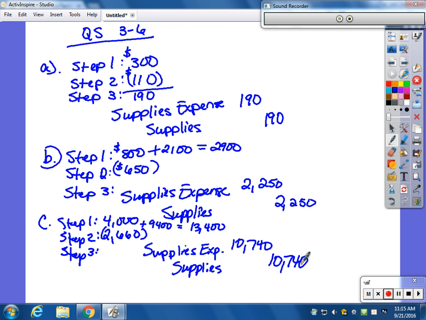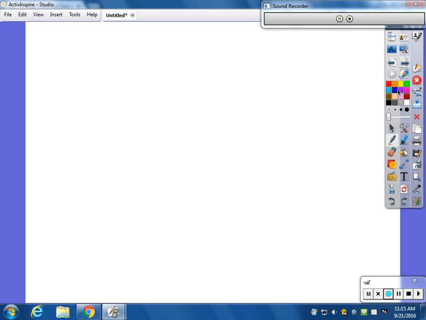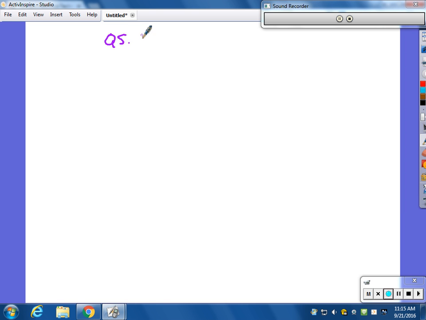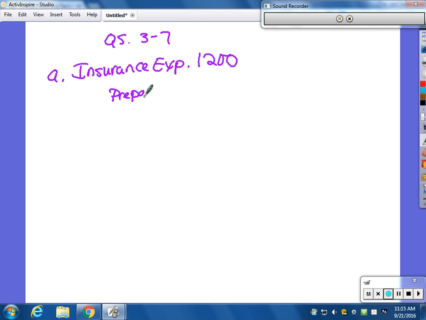So, what do we do? We're going to debit insurance expense for $1,200. Credit what? Prepaid insurance, because you're doing what here? You are taking it out of where? Prepaid insurance. And putting it where? Because 6 months had what?